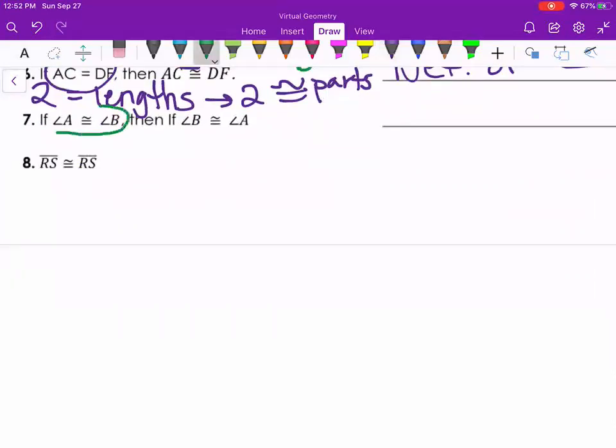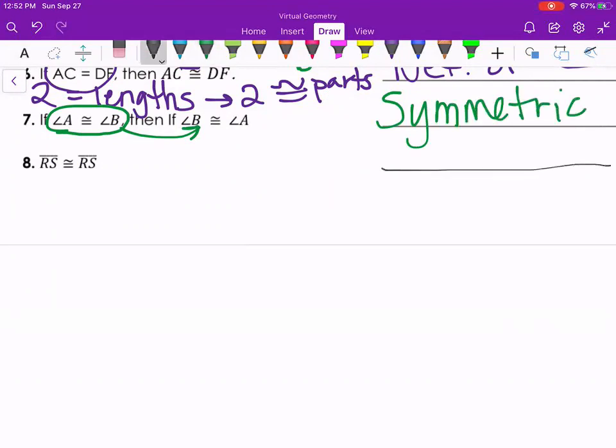All right, moving right along for our last 2. If angle A is congruent to angle B, notice all they did was switch, which is your symmetric. And then our last one, the little line disappeared. Our last one, beginning to end, there is no change, which is reflexive again.